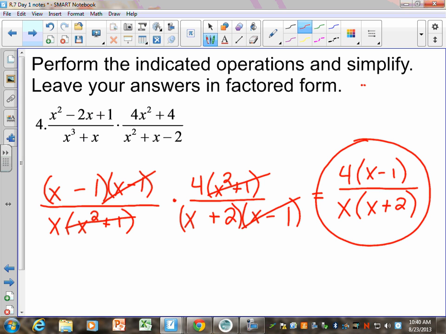Questions about that? No. Usually we like them left like that. Especially when we're solving these, like setting equal to 0, it's much easier if they stay factored.